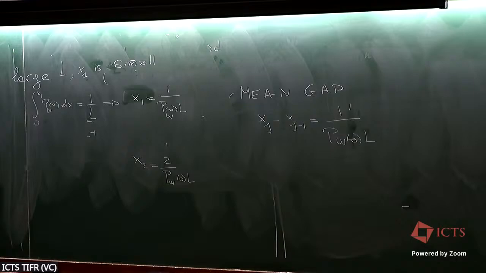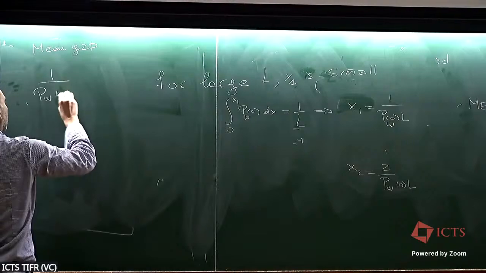It has nothing to do with the distance in the middle of the spectrum, which is usually much smaller. But the distance between the ones which are most unstable, if you start from a distribution which is non-zero at zero, is always like this. It comes from the extreme value distribution. So we have that the mean gap is 1 over pw0 L.